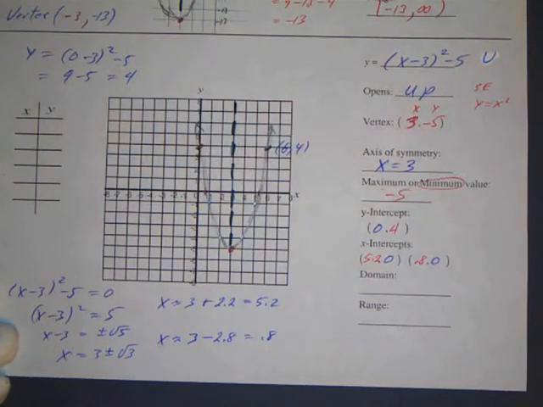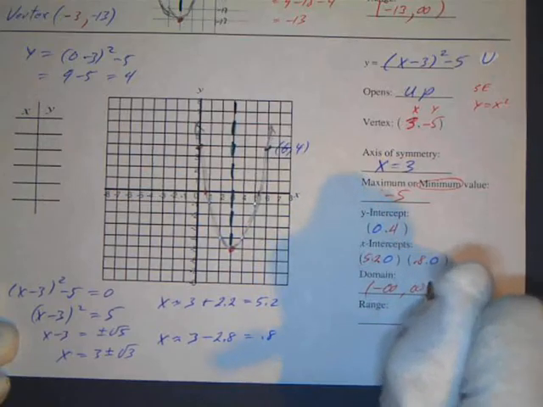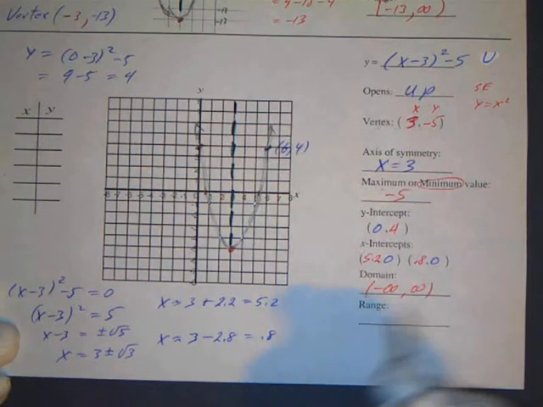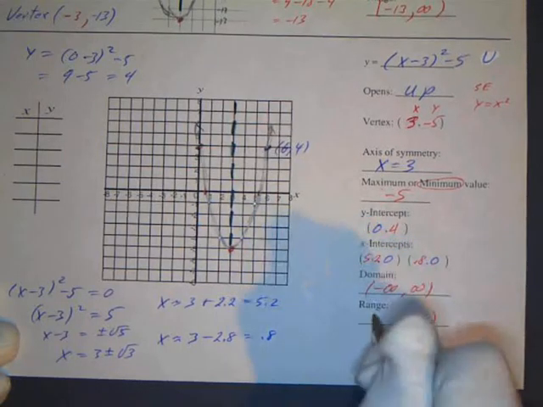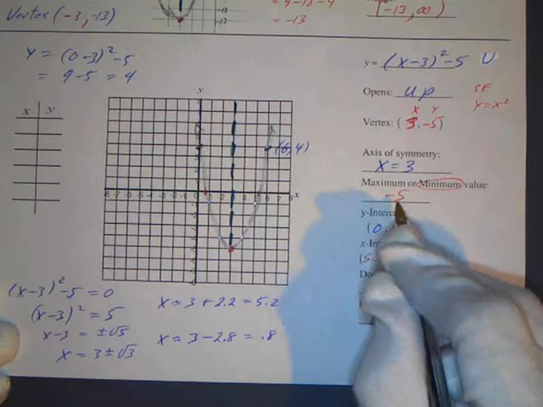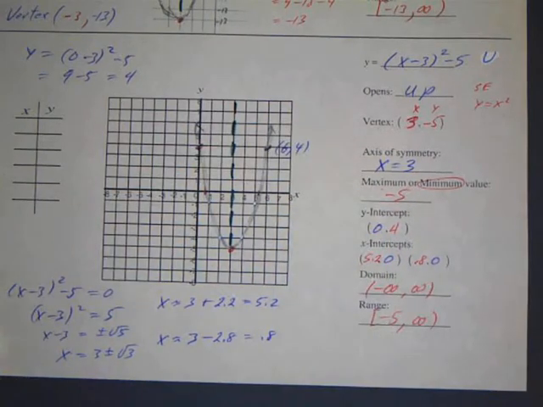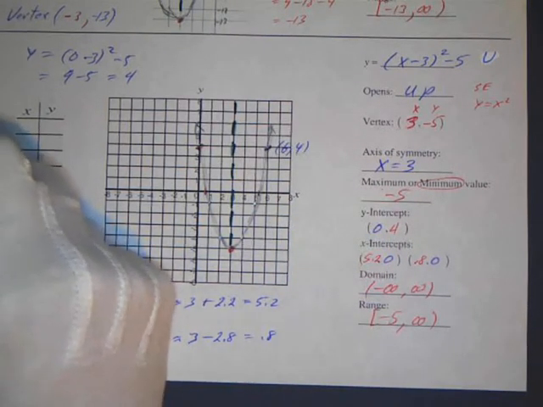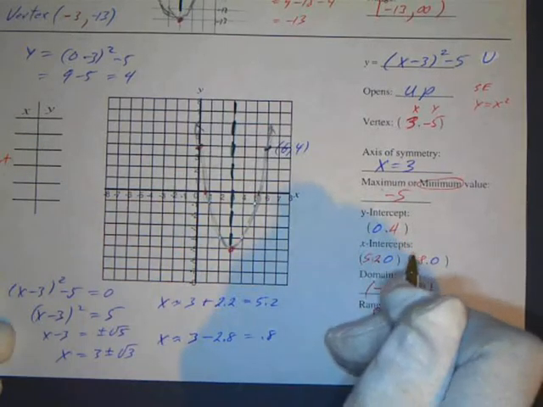Now what's the domain? Well, the domain is always negative infinity to positive infinity. And for the range, I'm going up to infinity, so the right part of my range is going to look like the positive infinity part. And the left will just be the minimum value, which is going to be negative 5. Okay, and then we'll do our vertex over here. And the vertex was 3, negative 5.